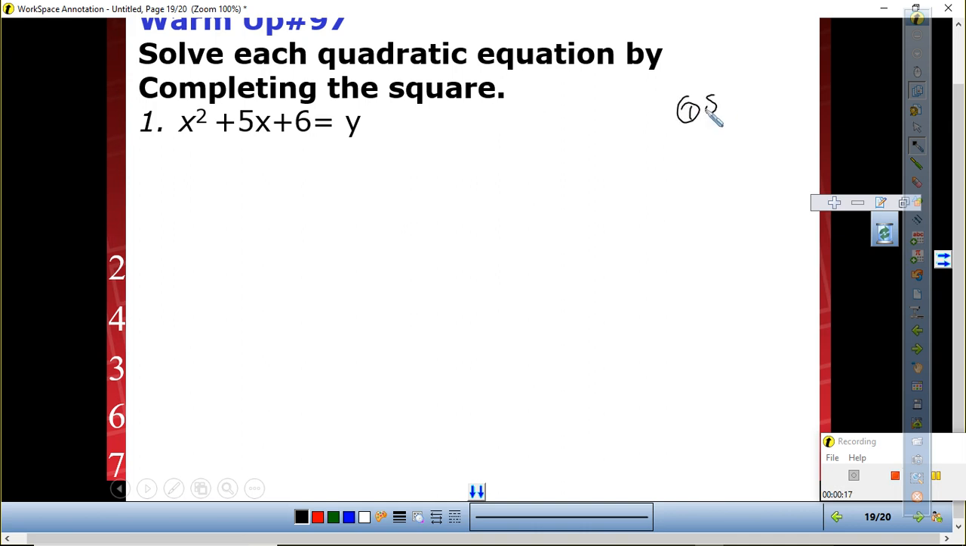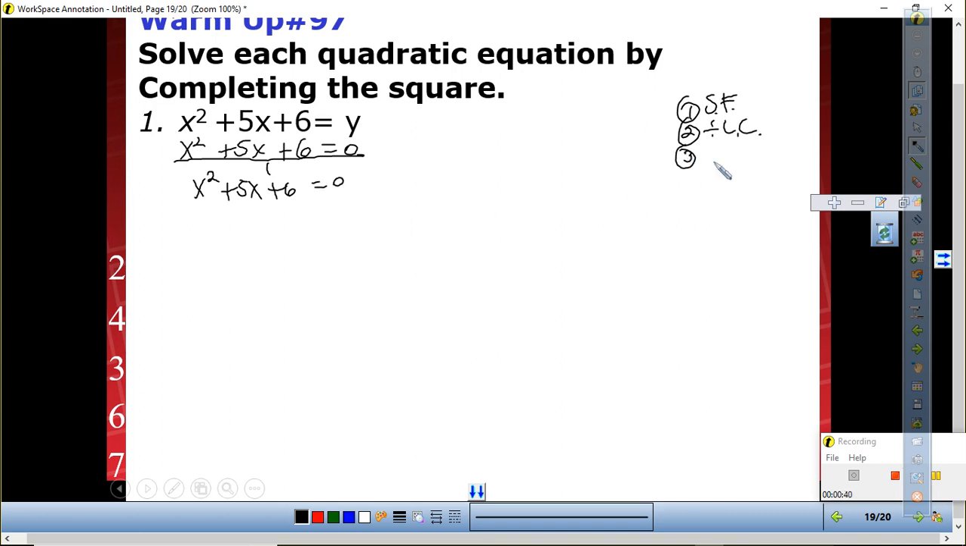Step 1, standard form. Is it standard form? Yes. And I also make y 0. Okay. Step 2, divide by the LC. What is my leading coefficient? 1. So I divide everything by 1. So this is x squared plus 5x plus 6 equals 0.